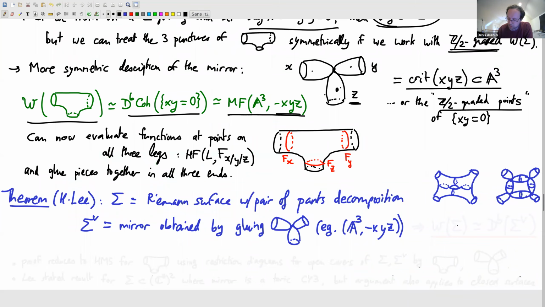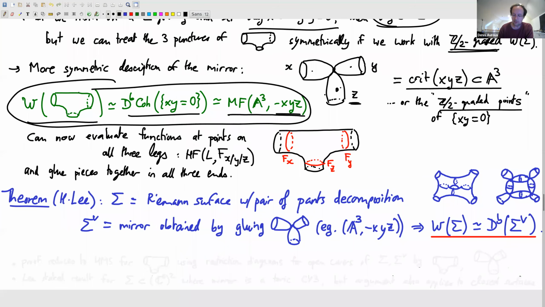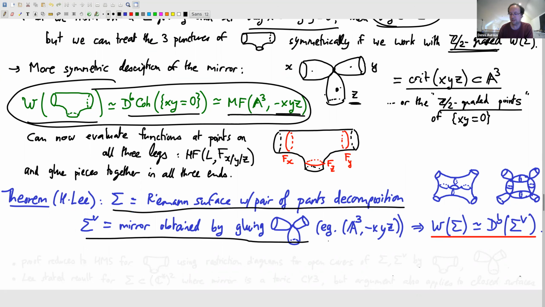Okay, so just to summarize what Van Heverly's construction does: starting from the statements about the pair of pants, you can assemble pairs of pants together in really any way you want. So given any Riemann surface with a pair of pants decomposition, I guess that means it needs to have negative Euler characteristic, then you can produce a mirror by gluing these kinds of pictures. In her work, this is like the Landau-Ginzburg model C cubed comma minus XYZ, but you can think of it differently. And then you get a mirror symmetry equivalence between those.